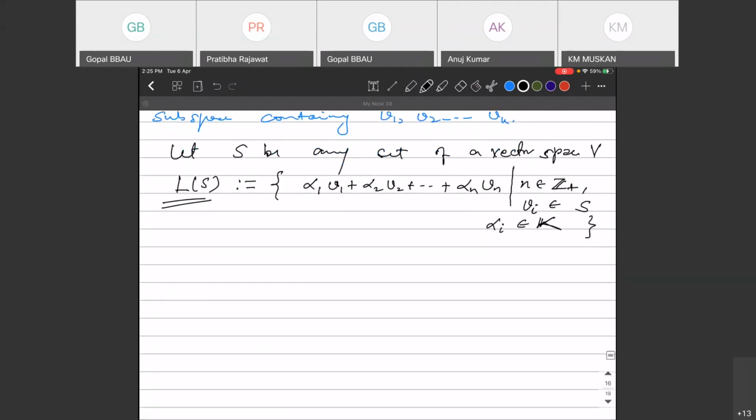Correct? Okay. So why do we take finite linear combinations? You may ask this.